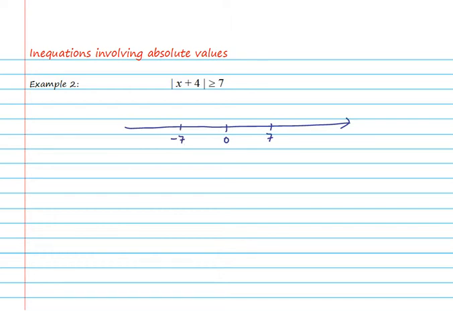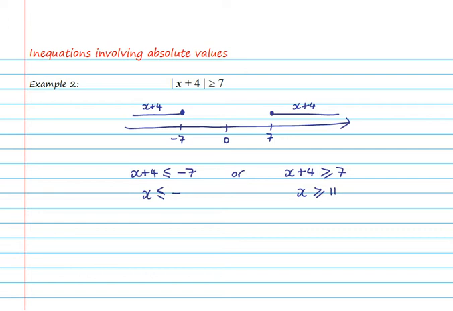So if something has to be 7 or more away from 0, that means it could be 7 above 0 or anywhere further away from 0 than that, or it could be 7 below 0 and anywhere further away from it than that. So essentially that means that x plus 4 could be in this region or it could be in this region. So that means that x plus 4 could be less than or equal to negative 7, or x plus 4 could be greater than or equal to positive 7.